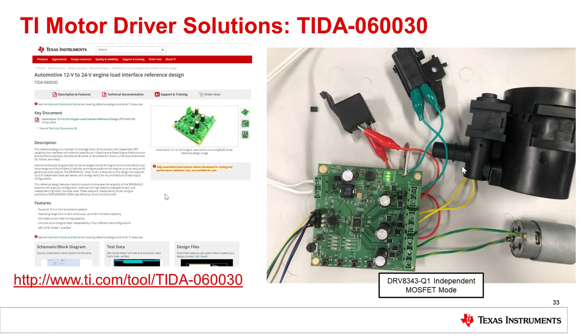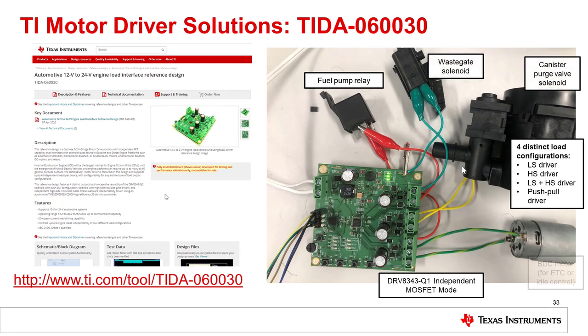Another TI solution is TIDA-060030, which is an automotive 12-volt to 24-volt engine load interface reference design targeted for engine control units. This design uses the DRV8343-Q1 as mentioned on the previous slide, along with an MCU to drive engine loads found in ECUs using 4 different load configurations. The configurations implemented in the design are a low side driver, high side driver, a combined high side and low side driver, and a push-pull driver.